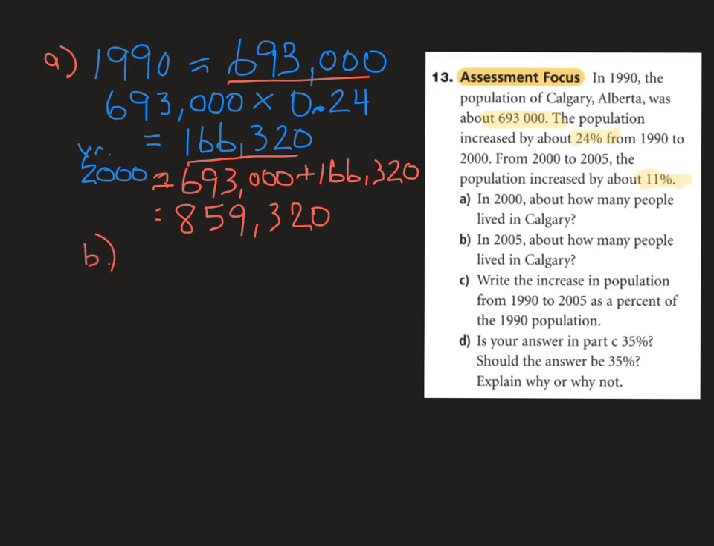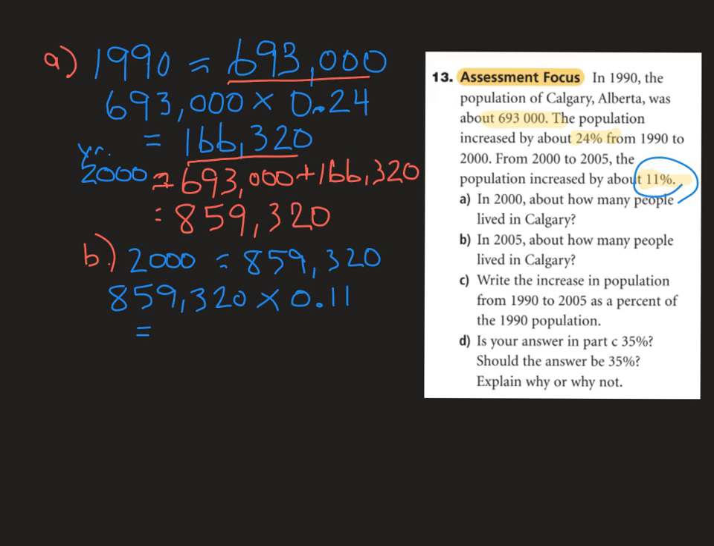B. In 2005, how many people lived in Calgary? So we know that in 2000, we have 859,320. And then we also know that we're going to do an increase. So let me just rewrite this down here. We have to do an increase of approximately 11%. So 11% divided by 100 is 0.11, and that value equals 859,320 multiplied by 0.11.